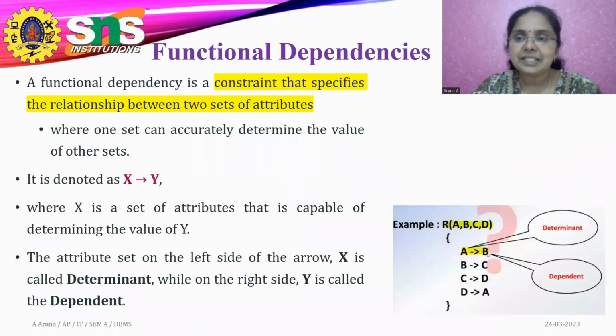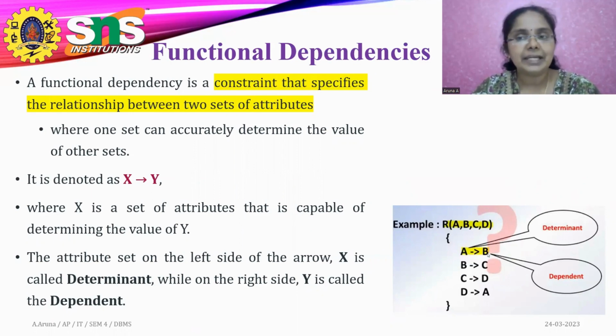First, we're going to see the definition of functional dependencies. A functional dependency is a constraint that specifies the relationship between two sets of attributes, or more than two sets of attributes. By using it, we check whether we can accurately determine the values in that particular set or not. If we can determine them accurately, we call the relation a functional dependency. Otherwise, we cannot consider it a functional dependency.